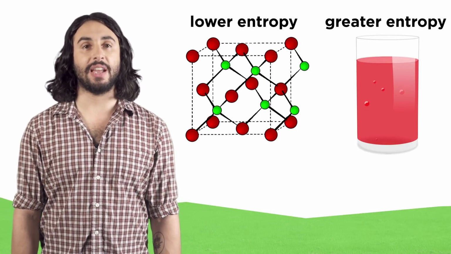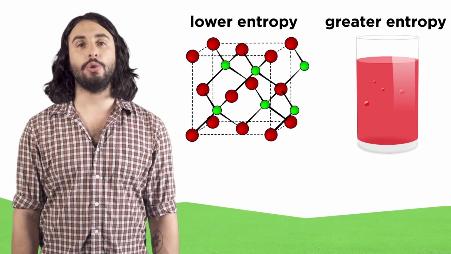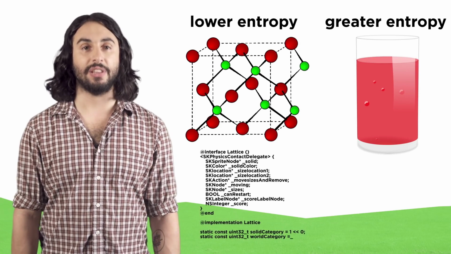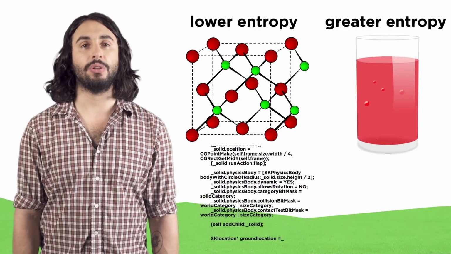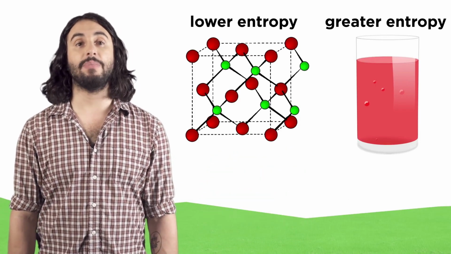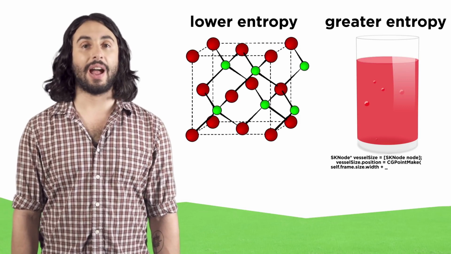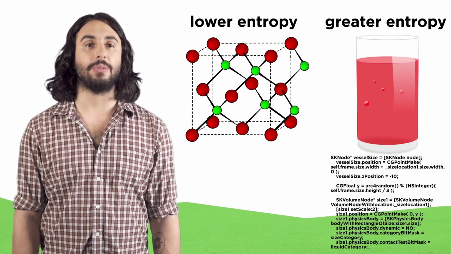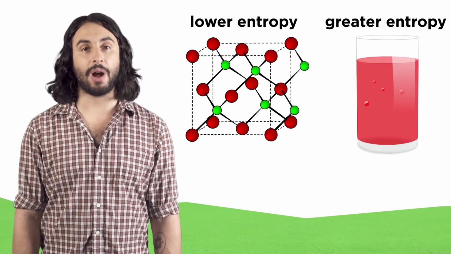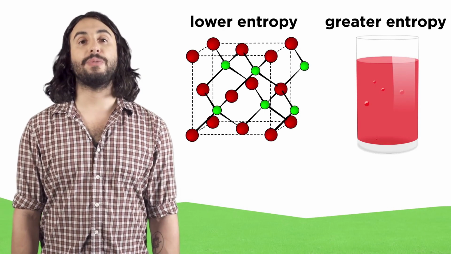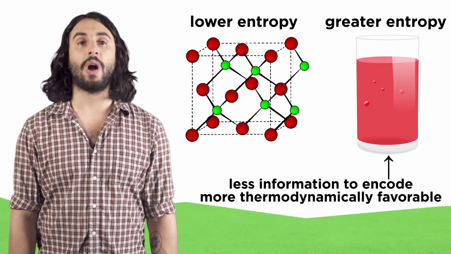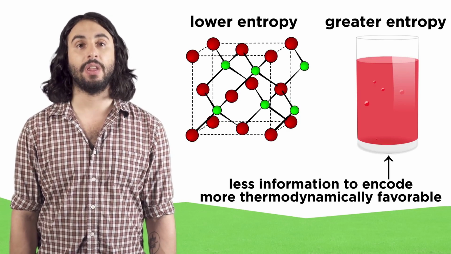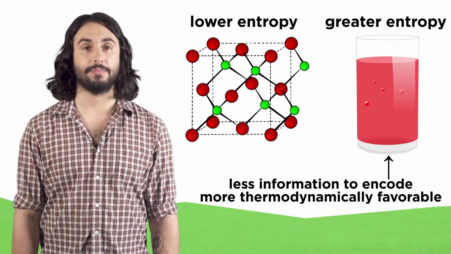To describe the solid state using computer code, you would need to include terms that describe the geometry of the lattice, the intermolecular distances, the precise configuration of every molecule, and many other things. But to describe the liquid state, you would need to simply describe the volume of liquid and the shape of the vessel, because the motion and configuration of the molecules are random. That's far less information that needs encoding, which is a way of rationalizing why increasing the entropy of a system is thermodynamically favorable.